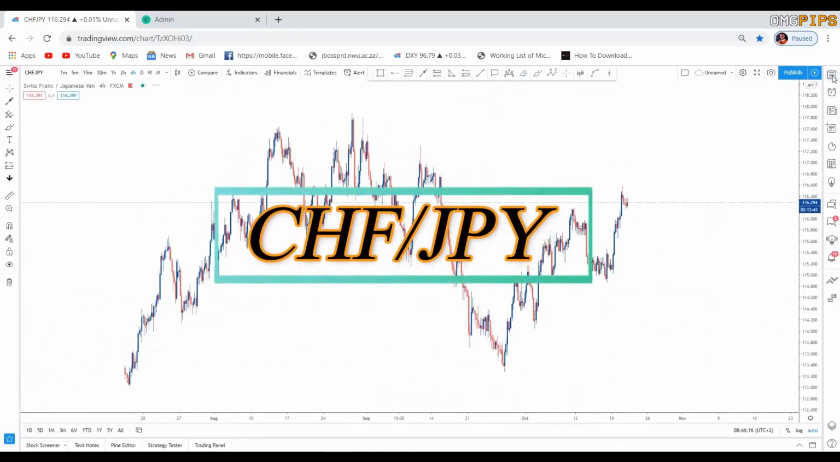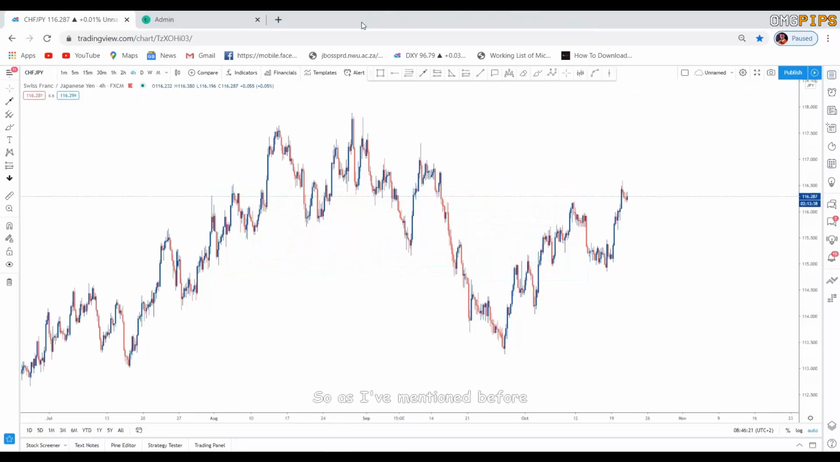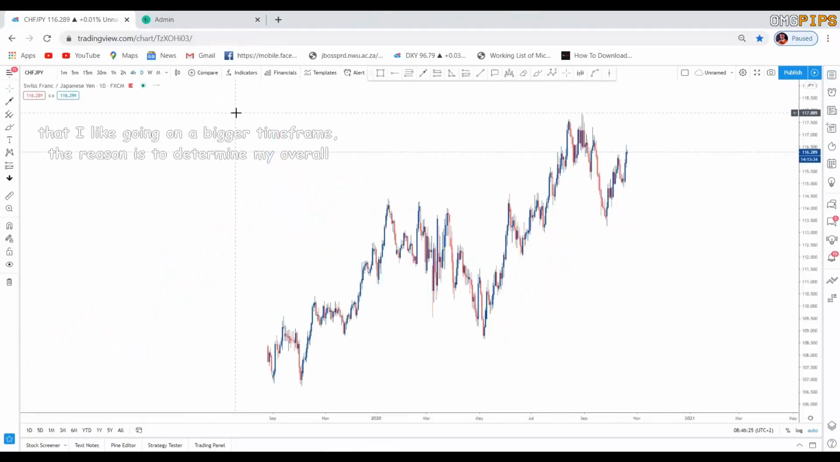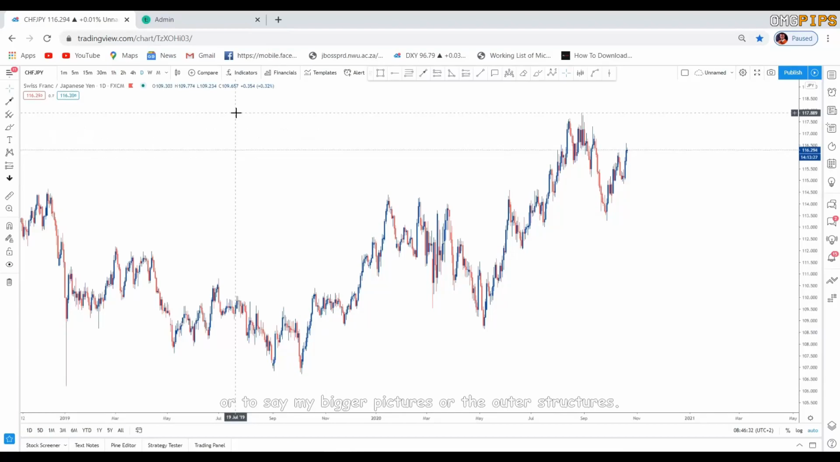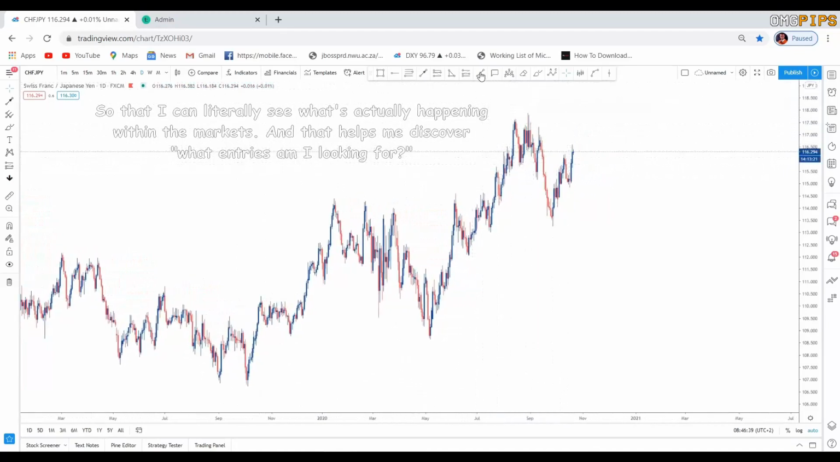Swiss franc Japan, CHF-JPY. So as I've mentioned before, I like going on the bigger time frames. The reason I go to the bigger time frames is to determine my overall bigger picture, or the outer structures, so that I can literally see what's actually happening within the markets, and that helps me to actually discover what entries I am looking for.